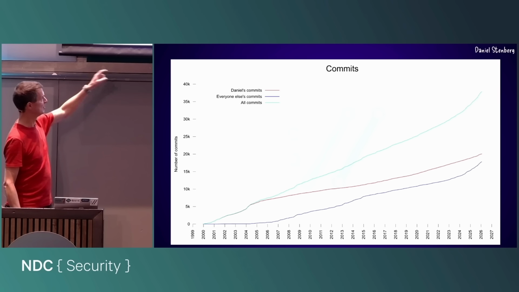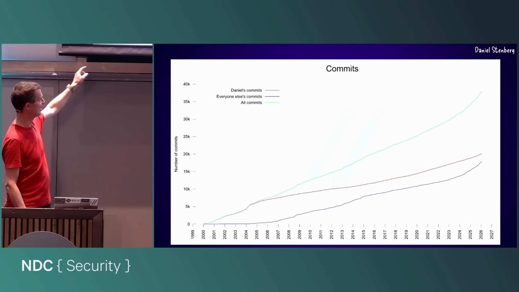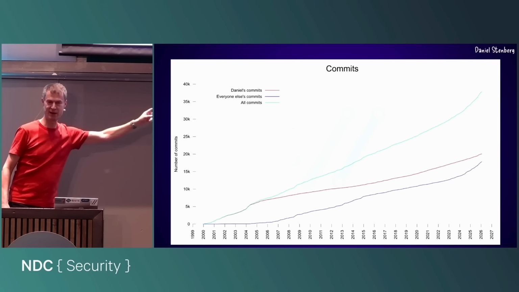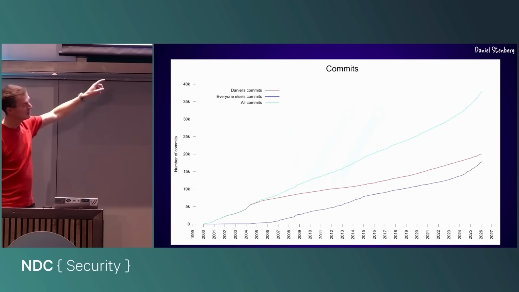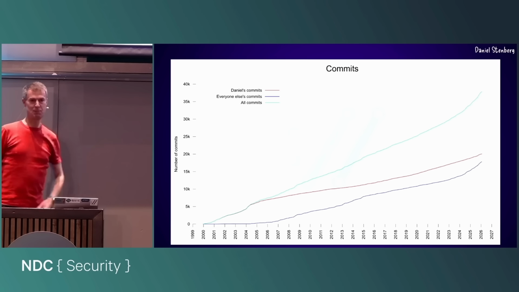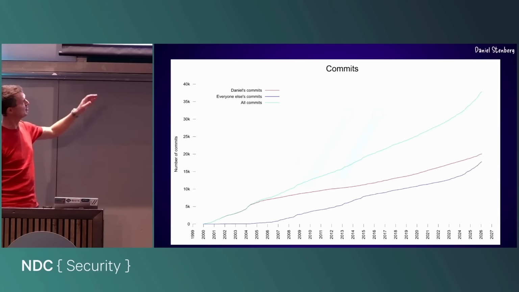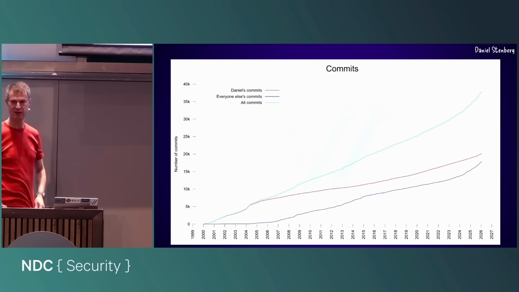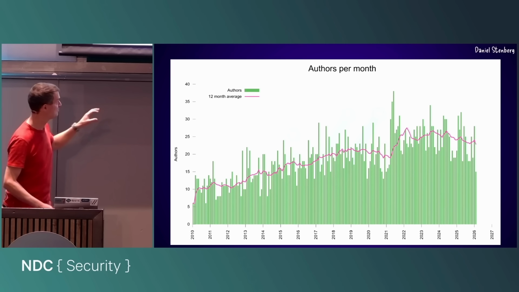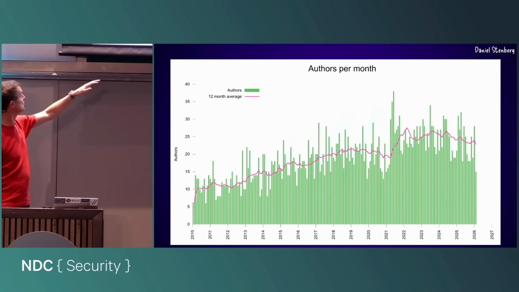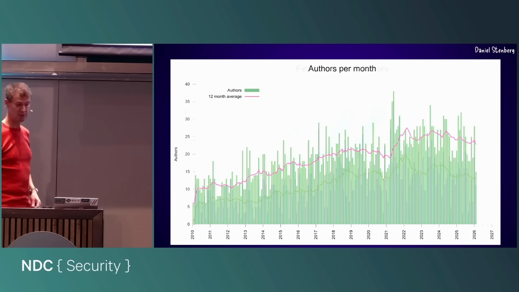My share of the commits, or my number of commits, is the red line here, and the blue line is everyone else. As you can see, the blue line is catching up with me. By projection, they will pass me in a year or two, and then I will have had less than half of the commits in the current project. We have a lot of authors every month, on average maybe 20 different authors per month.